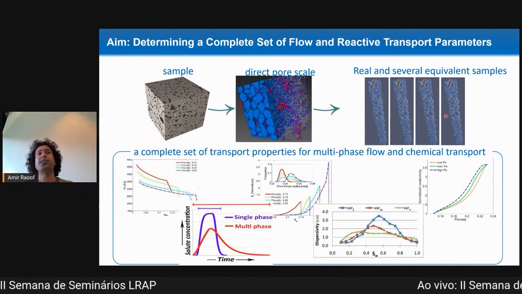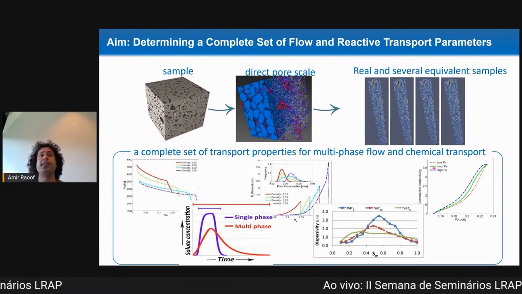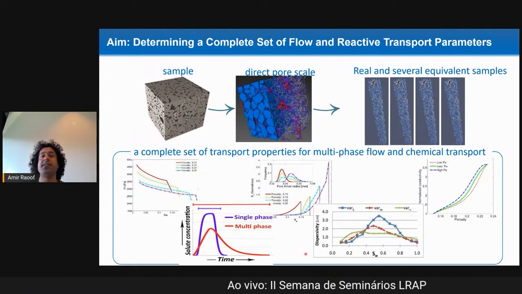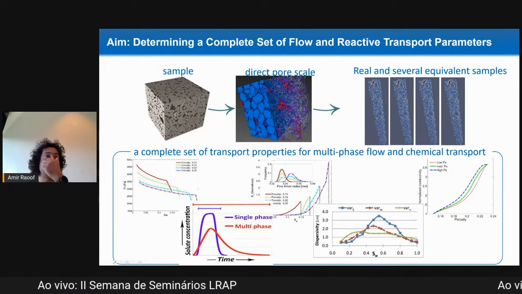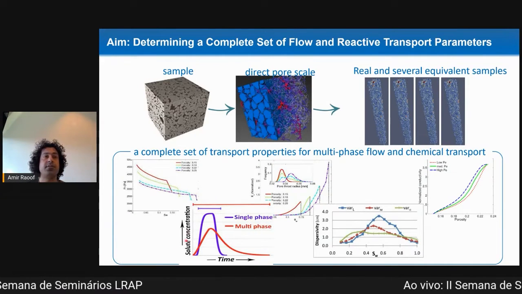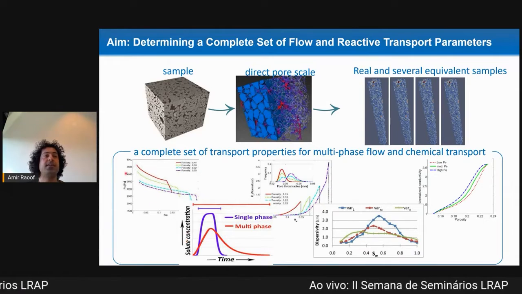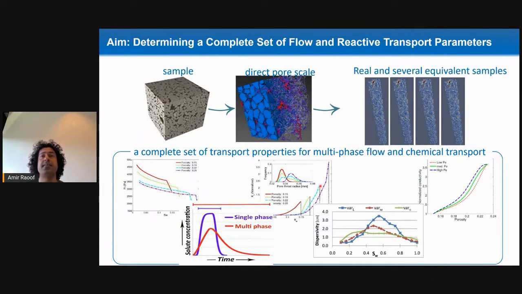So when you have these networks, when you provide them to pore network modeling, you can simulate a wide variety of processes using pore network modeling. As I've shown here, you can look at the transport of solutes and chemicals. You can look at capillarity and two-phase flow. You can look at the relative permeability.